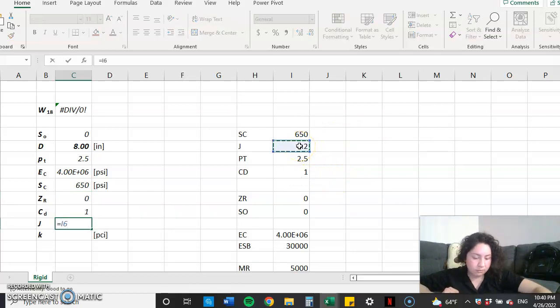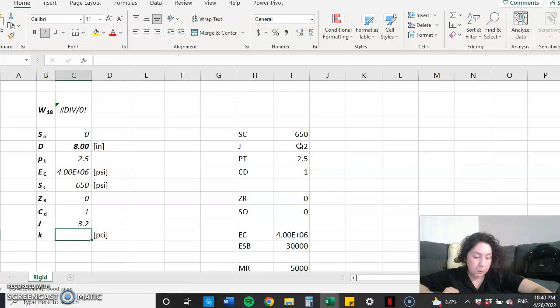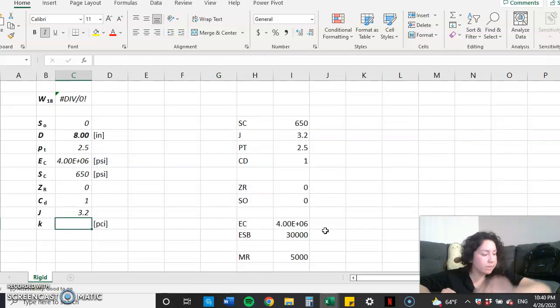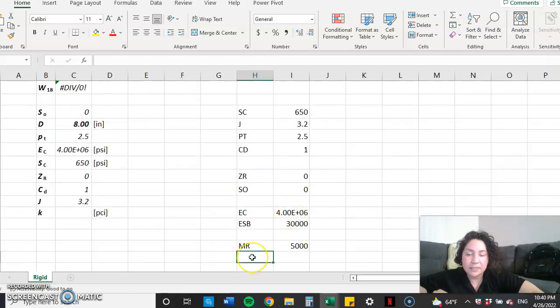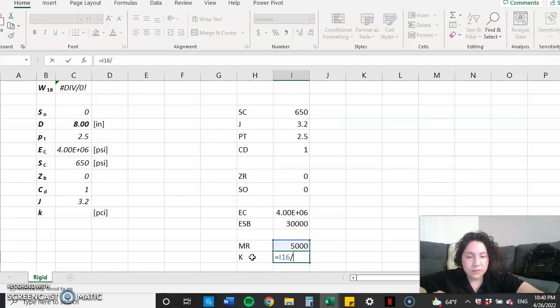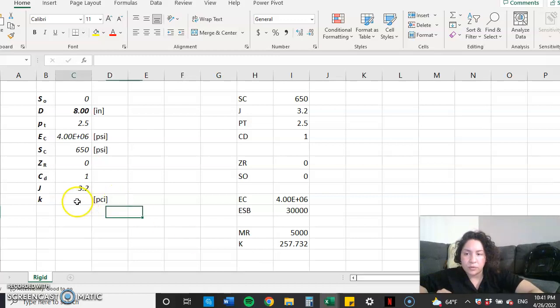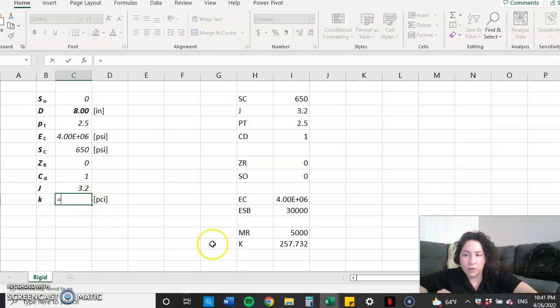Load transfer coefficient, and then K. This can be calculated from our resilient modulus. K equals this divided by 19.4. That's our K.